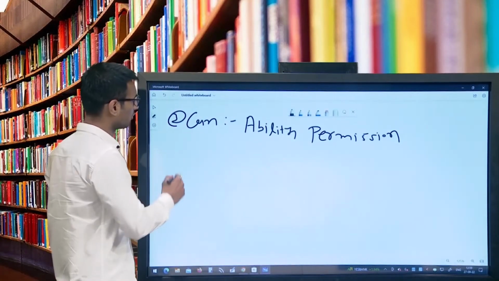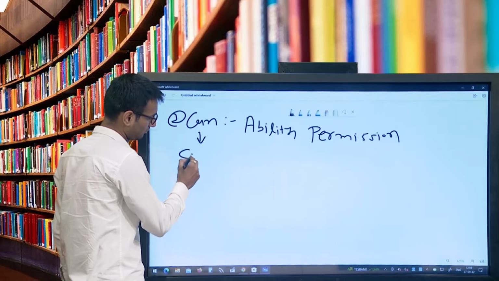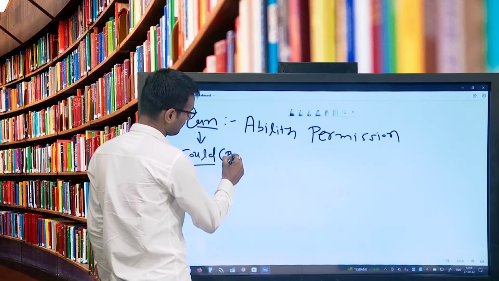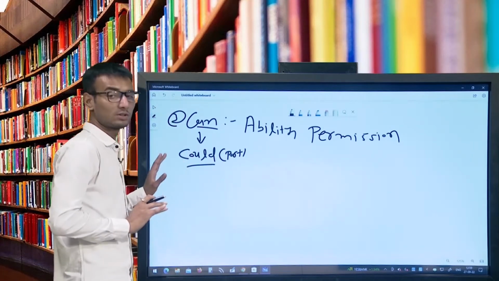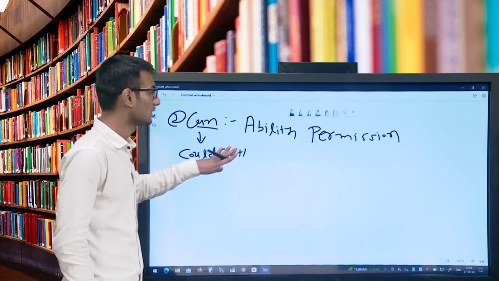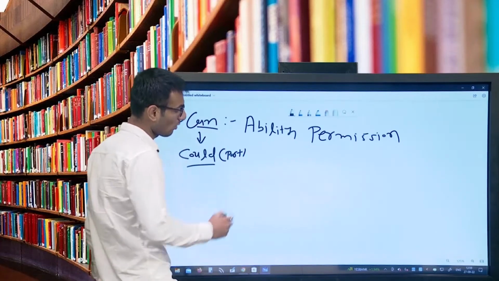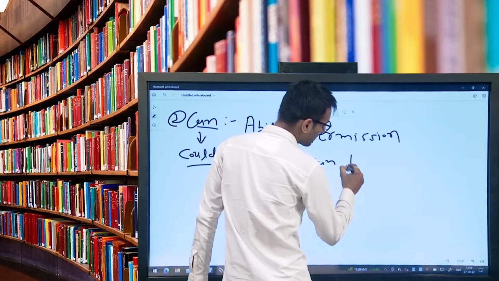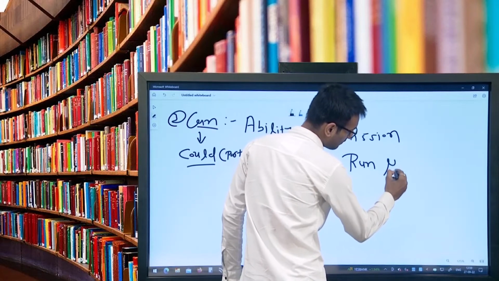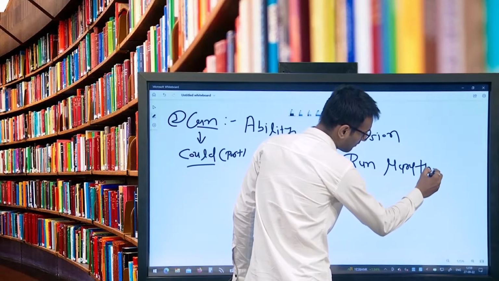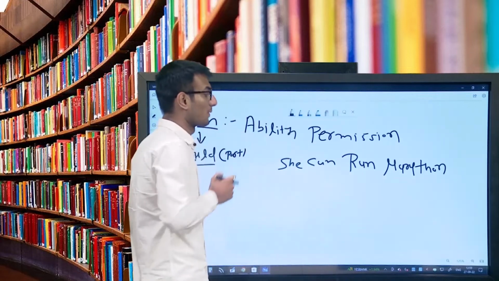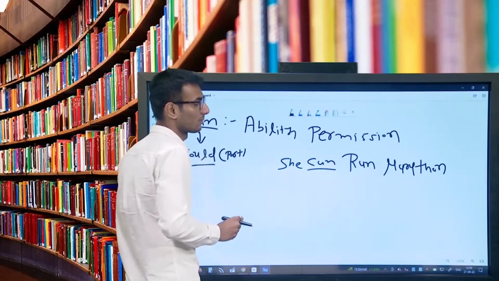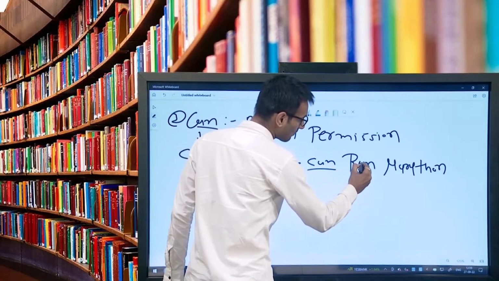So can and could. In past form we call it could. So can shows ability, permission. For example, she can run marathon. તેણે એની મેરેથોન દોડી શકે છે. That means can, it shows their ability. She can run marathon.